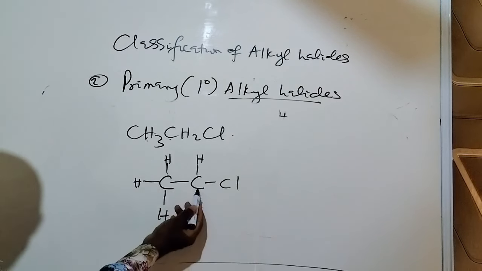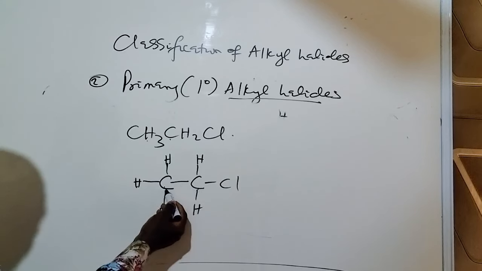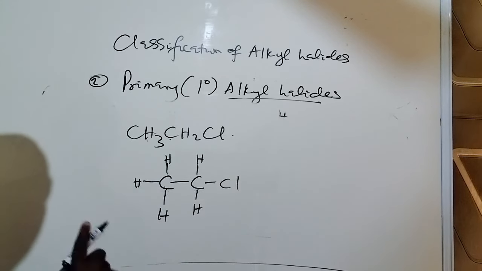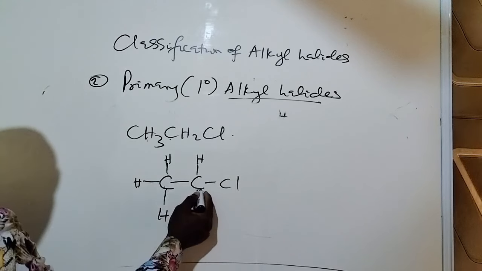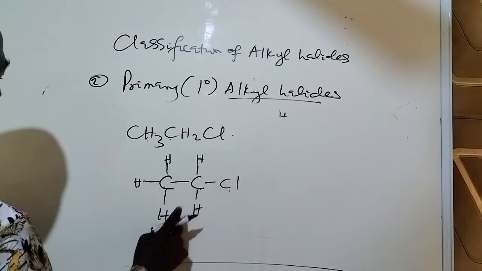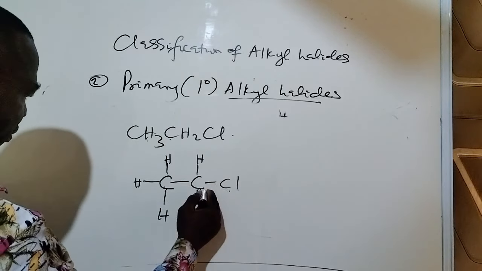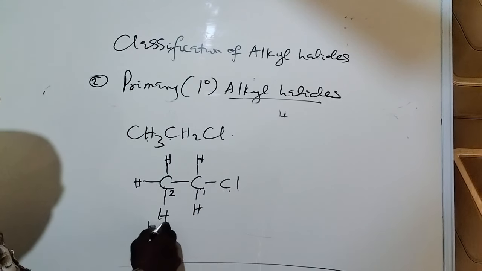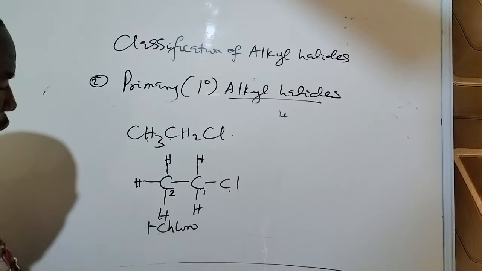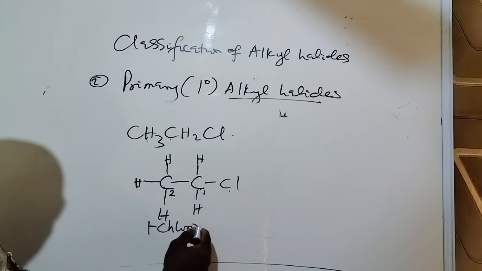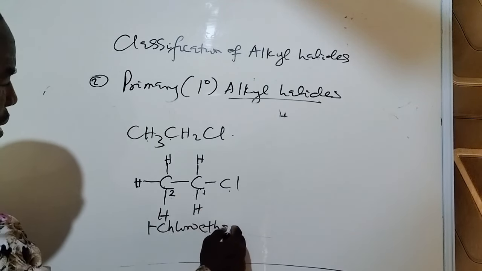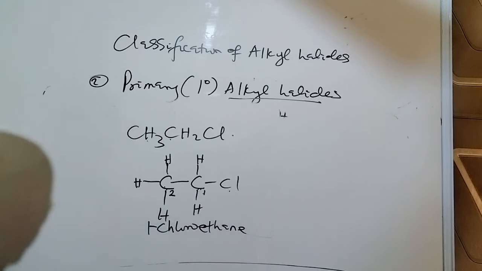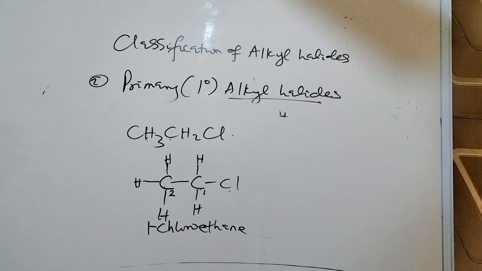Take the longer chain; there are two carbon atoms on the straight chain. Then number the carbon atoms from the carbon that is bonded to the halogen. This is the one, keep that one as number 1, and then 2. So this is now called 1-chloro. The carbon is 2 carbon, and the alkane that has 2 carbon is called ethane. 1-chloroethane. So that is the IUPAC name.